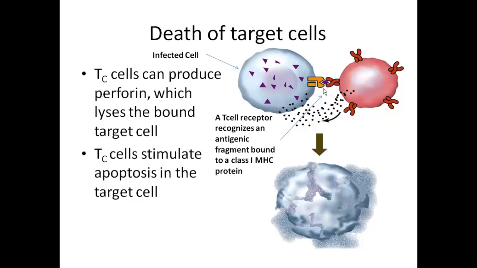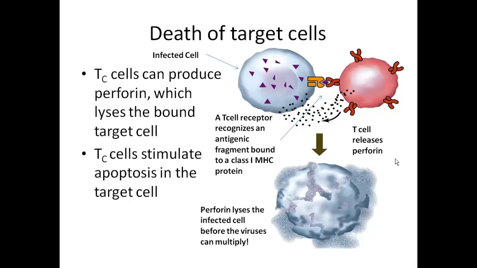A T cell receptor recognizes the antigen fragment bound to a class 1 MHC protein. This is in your book if you need to go back. The T cell releases this perforin, and then the perforin will lyse the infected cell before that virus can multiply.